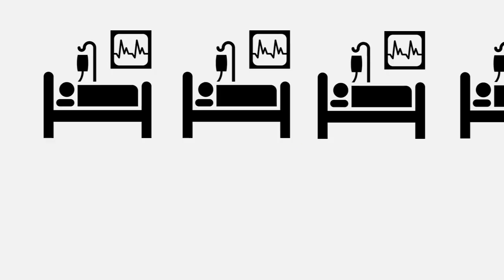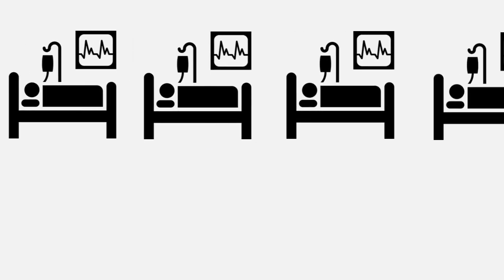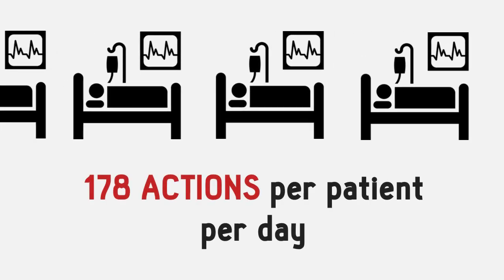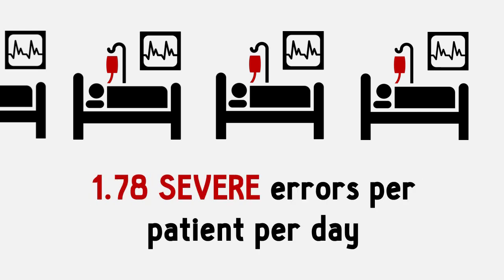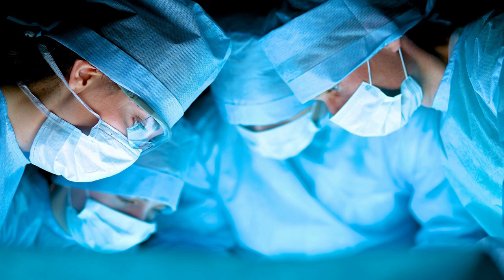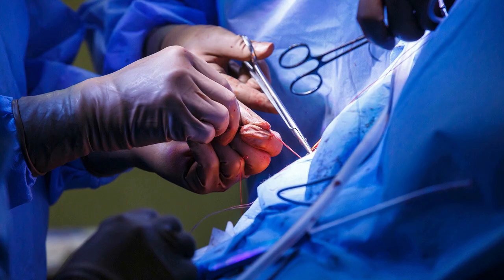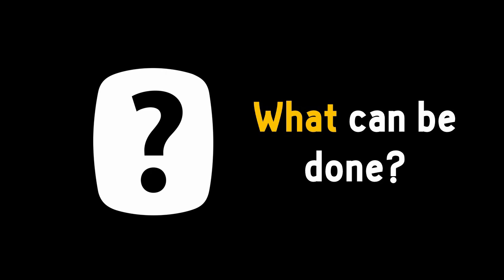Another study found that within the intensive care units, medical staff performed on average 178 actions per patient per day. Now surprisingly, they only made a mistake 1% of the time. Yet, this still equates to about 2 severe errors per patient per day. The point is, because these tasks are so complex, it's very easy to make a mistake. So, what have people done to remedy this situation?